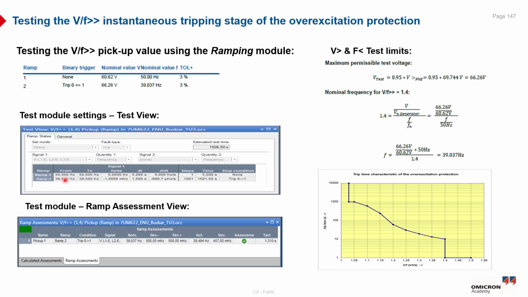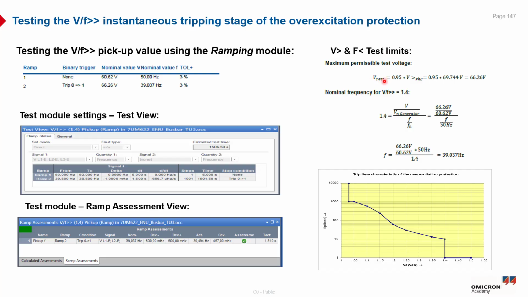So we will ramp down the frequency until we get the trip. You can see here the backup value of the ramp 2 with the trigger condition of the trip contact from 0 to 1. You can see the nominal is 39.037 hertz and the actual is 39.494 hertz, but it is still assessed as passed because it's within the acceptable deviation limits. You can see also the test limits for the maximum permissible test voltage as we explained before.